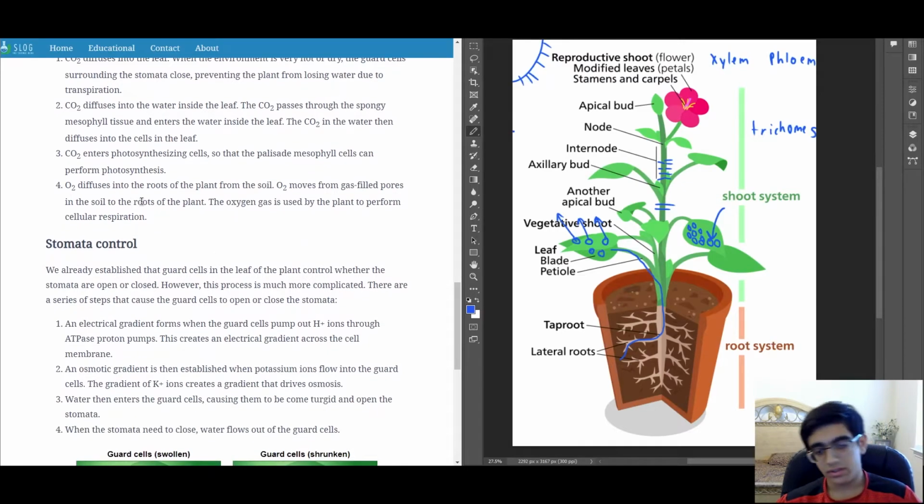And then there's oxygen. Oxygen would diffuse into the roots of the plant from the soil. So there's oxygen floating around in the soil, and the oxygen would go into the roots and into those cells. It would move from gas-filled pores in the soil to roots in the plant, and then up to the cells in the leaves or in other places of the plant, and that's where cellular respiration would occur.